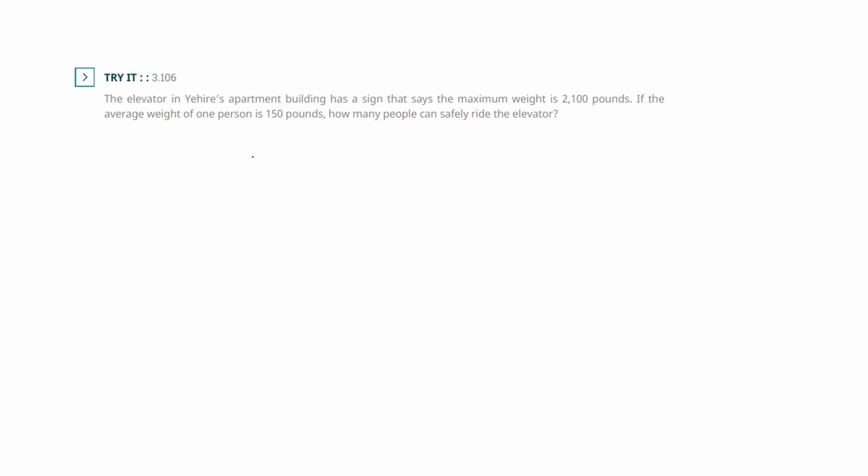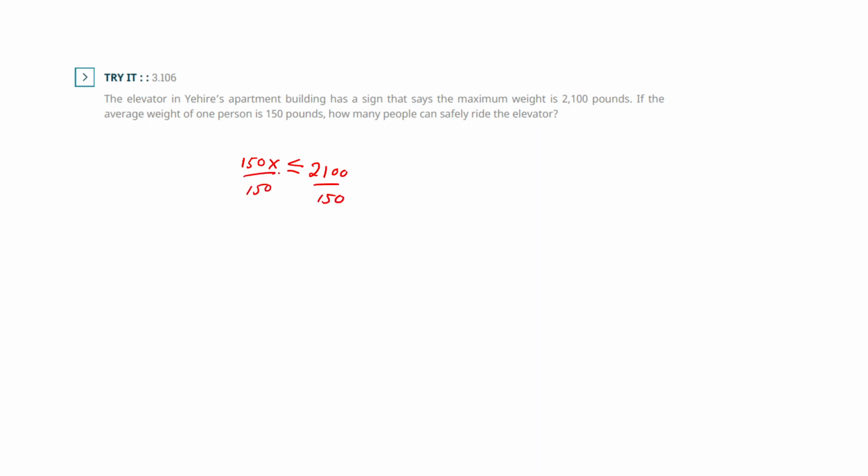Okay, so let's say the average person weighs 150 pounds. Now, how many of them are there? We don't know how many people can ride in this elevator. Isn't that 150 per person? So this would be the total weight of the people in the elevator. Now, the elevator has a max weight of 2,100. So we can go up to 2,100. It's allowed, but we can't go any farther than that.